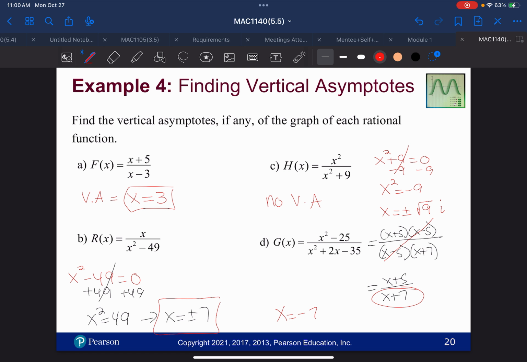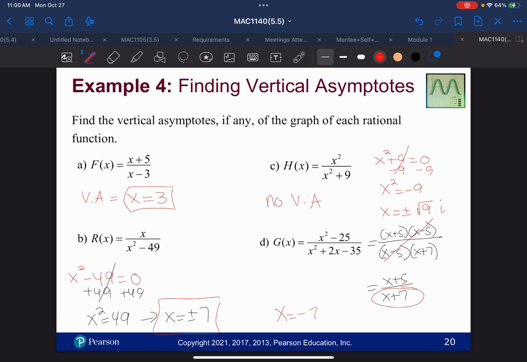Give me one second. Make sure. x plus 7 is negative 7 and not 5.